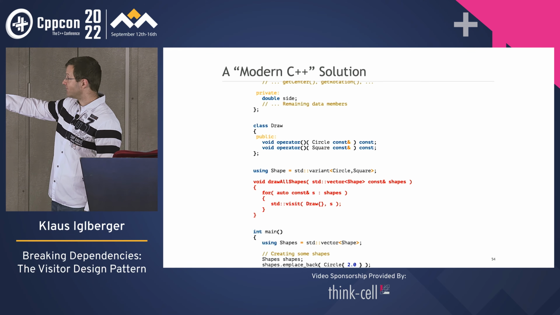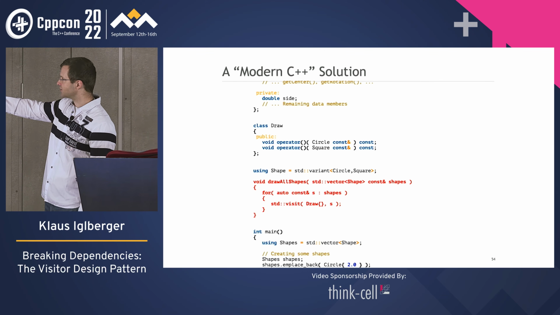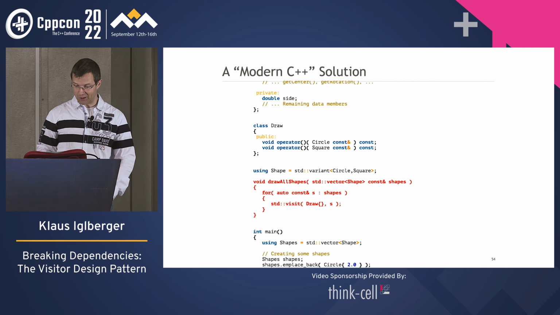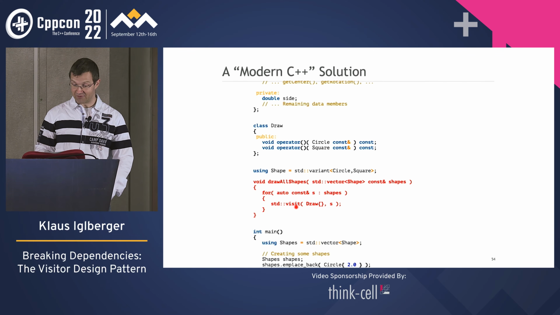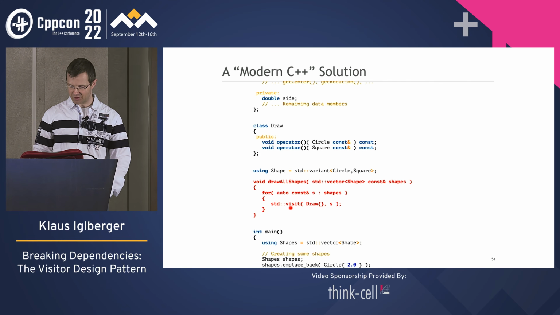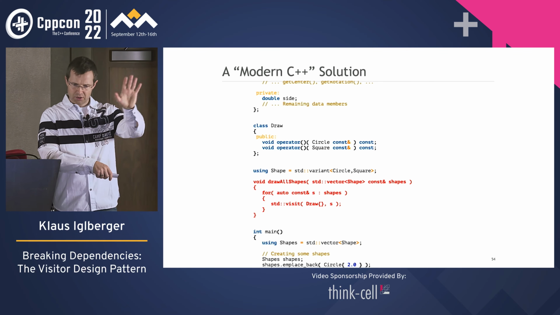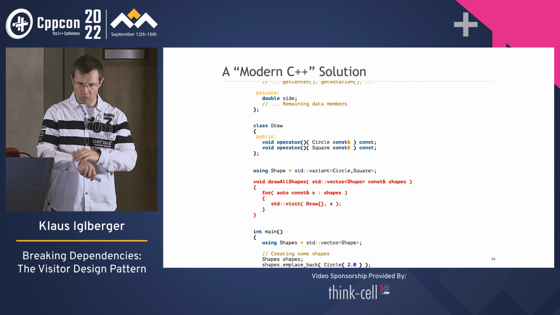So I have a vector of shape values, I traverse all of these values and I apply a visitor. By calling a function that already promises what it does, we visit this variant. And we visit it by passing a visitor, in our case, draw. So let's draw this shape in whatever color.